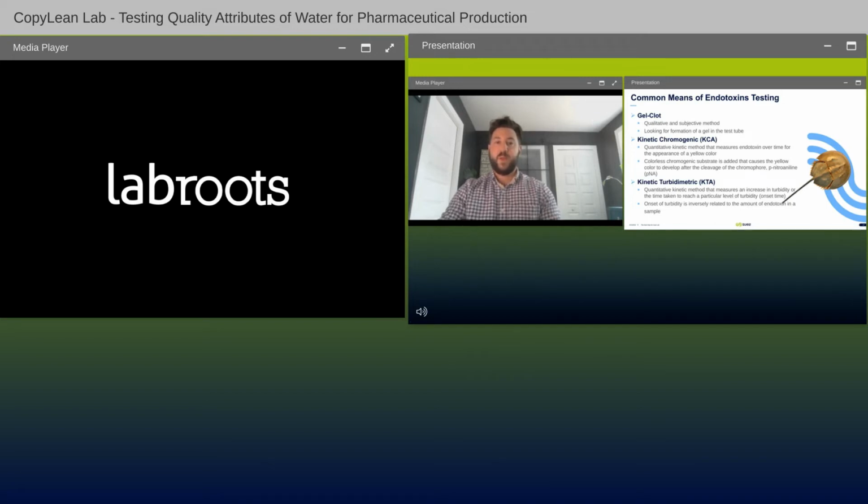Now, a colorless chromogenic substrate is added to the LAL reagent, which causes the yellow color to develop after the cleavage of a chromophore called PNA, or para-nitroaniline. So the more color that is released in the solution with your sample, the more endotoxin is present. And lastly, we have kinetic turbidimetric, or KTA.